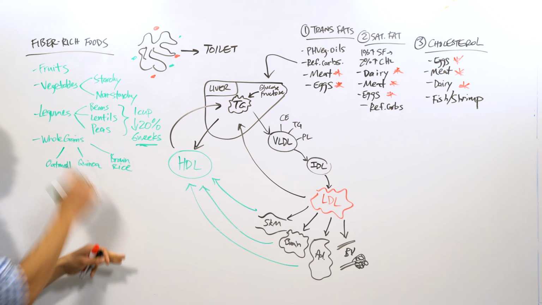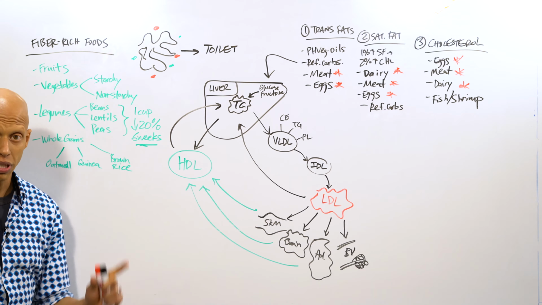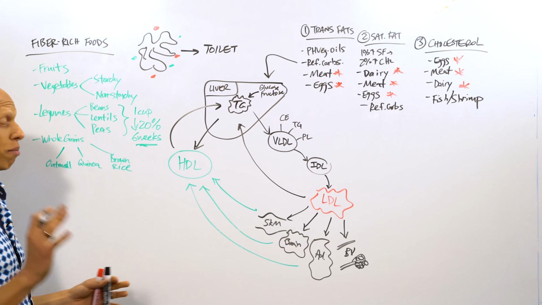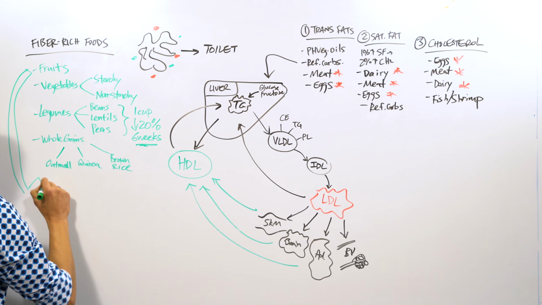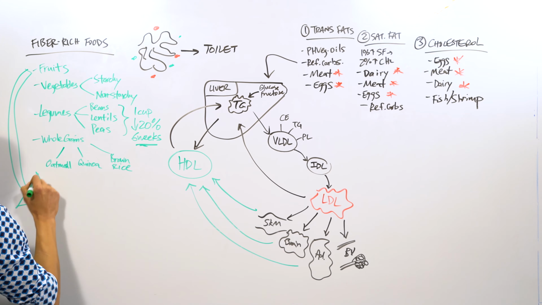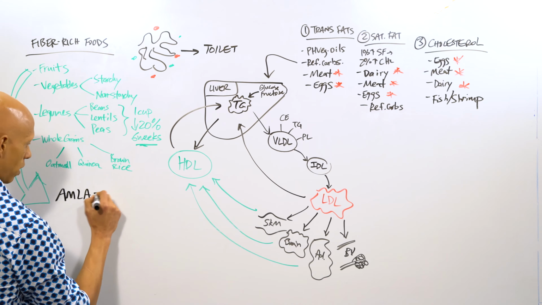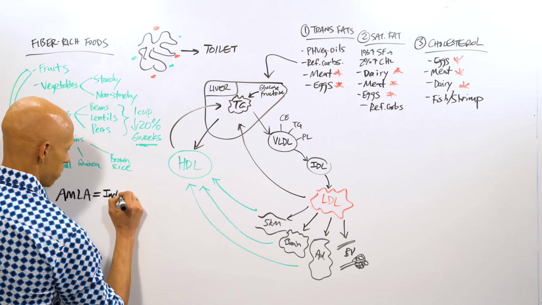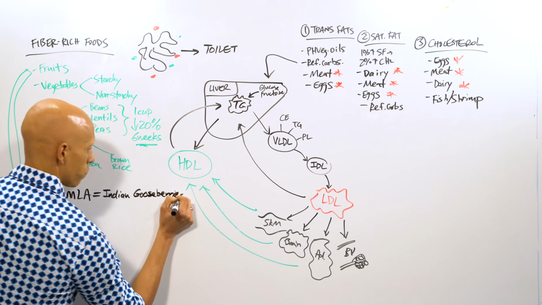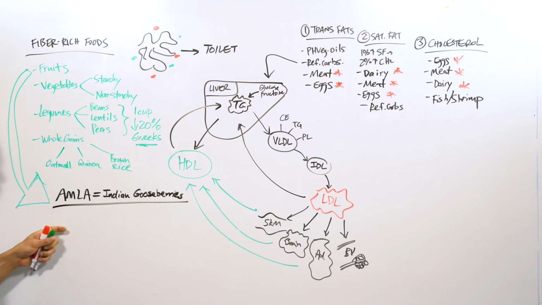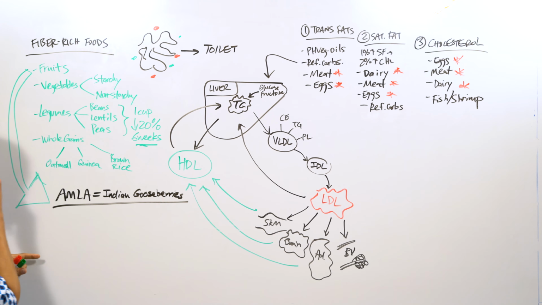Now, in addition to these foods listed here, there is one other food which is known to be the most potent cholesterol-reducing food on the planet. And that food is actually a fruit. And that fruit is known as amla. So amla is also known as Indian gooseberries. And amla has been used for thousands of years in Ayurvedic medicine to treat high cholesterol very effectively.